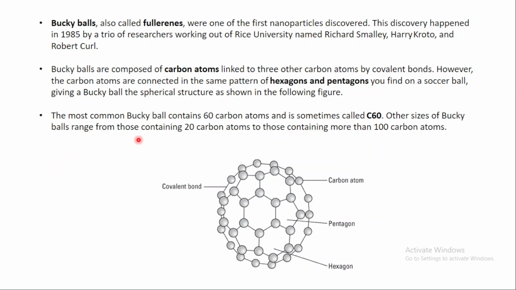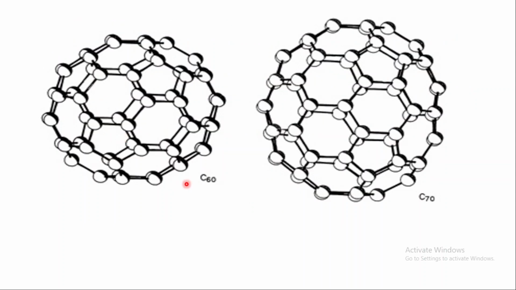Other sizes of buckyballs range from those containing 20 carbon atoms to those containing more than 100 carbon atoms. So the size of buckyballs differs from 20 carbon atoms, the minimum, and there also exist bigger ones, more than 100 carbon atoms. And here is a structure of C60 and C70. So here C70, the suffix suggests there are 70 carbon atoms arranged in this soccer-ball-like conformation, and this is also one type of fullerene or buckyball.